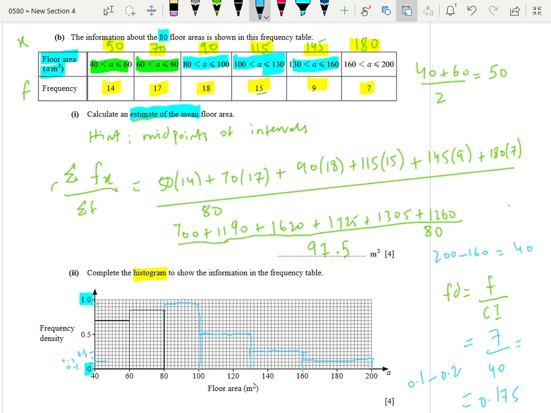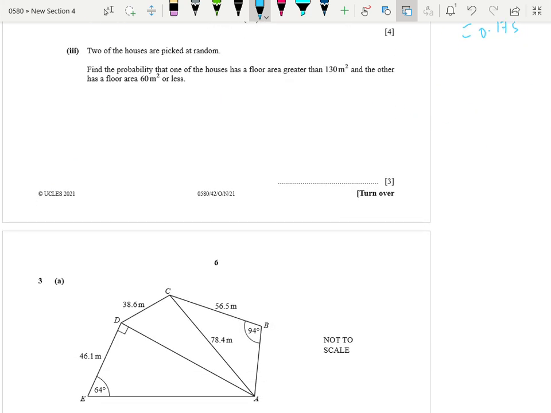Let's move on. Two of the houses are picked at random and find the probability that one of the houses has a floor area greater than 130 meters square, and the other has a floor area of 60 meters square or less. So let's look at the frequency table.